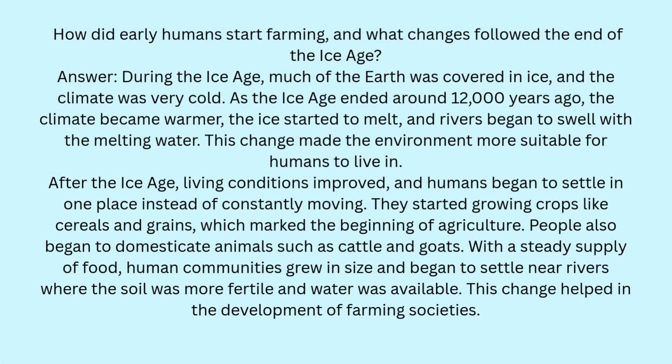People also began to domesticate animals such as cattle and goat, and with a steady supply of food, human communities grew in size and began to settle near rivers, where the soil was fertile and water was available, and this change helped in the development of the farming societies.